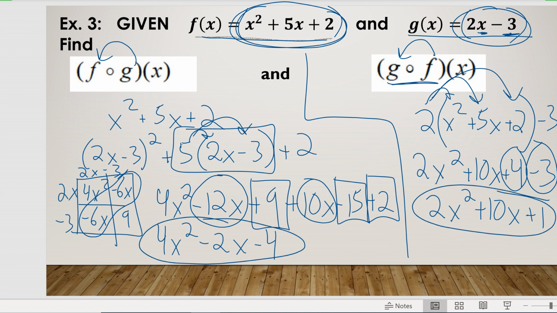All right, so when we say f is a composite function of g of x, it equals 4x squared minus 2x minus 4. And when we say g is a composite function of f of x, then we have 2x squared plus 10x minus 1.